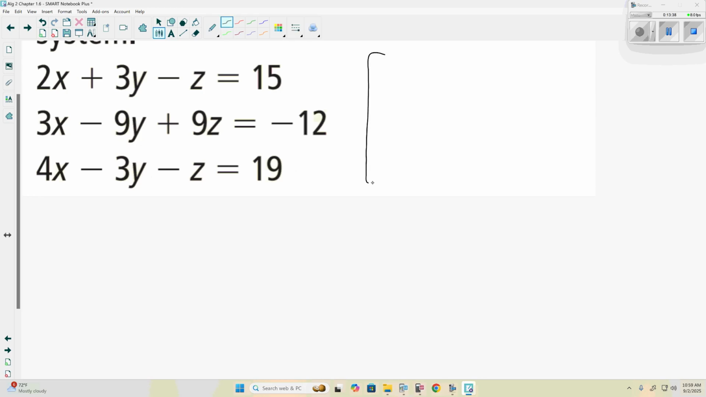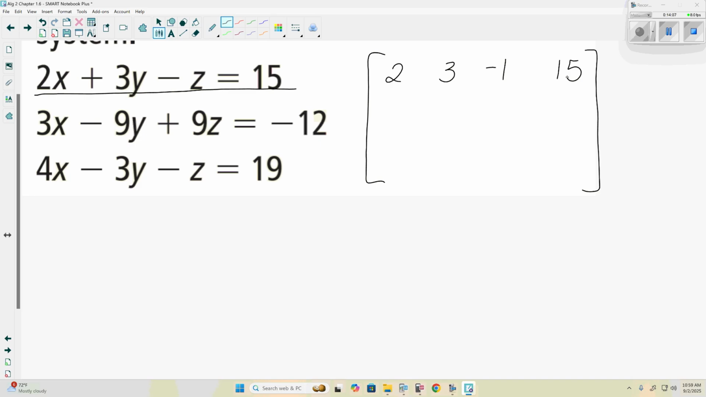The first thing we're doing is writing an augmented matrix. We're putting the coefficients, the numbers in front of each variable, and what they're equal to into a matrix form. So when we look at this first equation, it is in the form x, y, z. The variables are in the right order. Now the number in front of x is 2, the number in front of y is 3, the number in front of z is negative 1, and it's equal to 15.